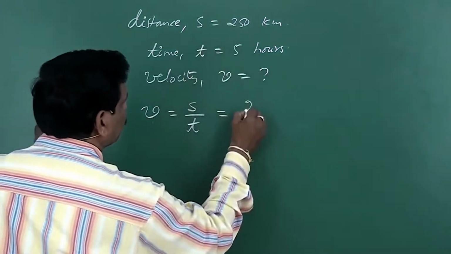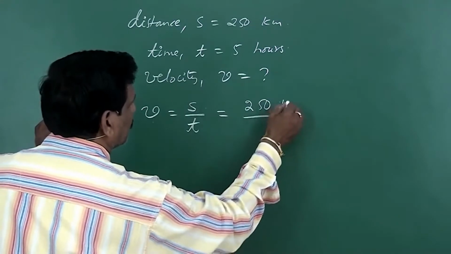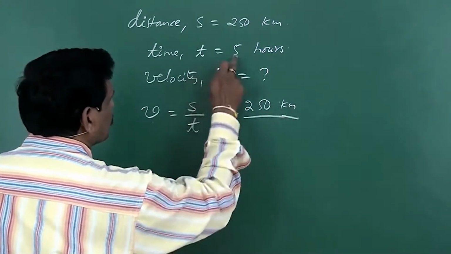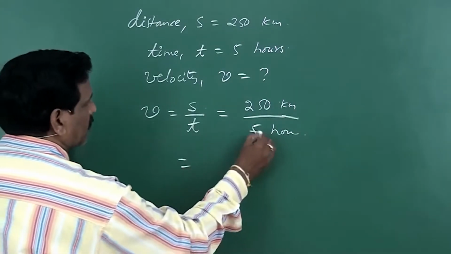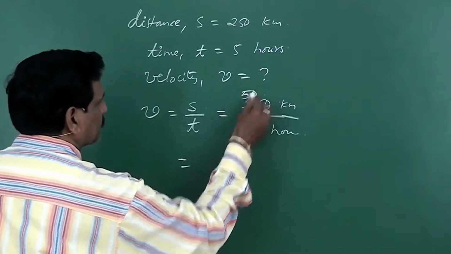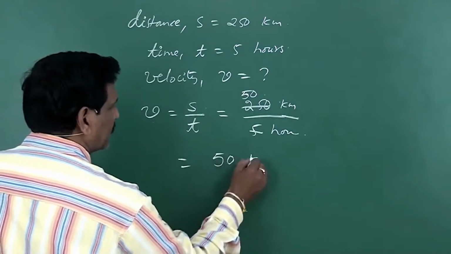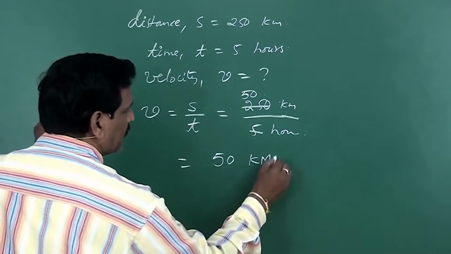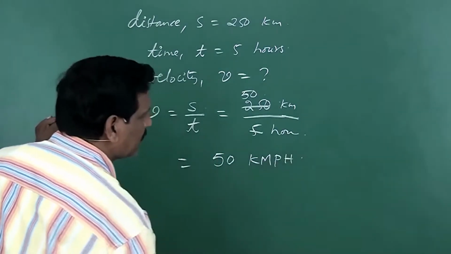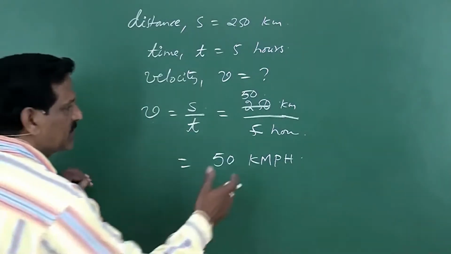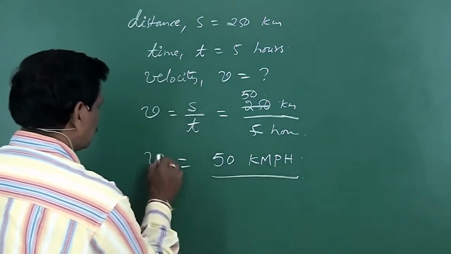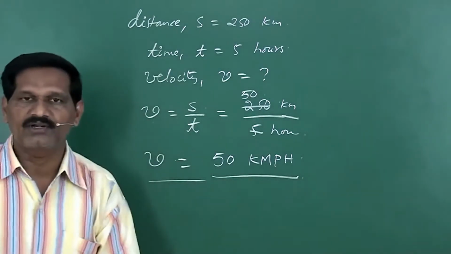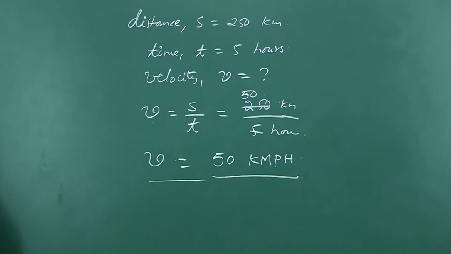S is equal to 250 km by time. Time is given as 5 hours. So this is 250 by 5, so 50 km per hour. kmph means kilometer per hour. So 50 kmph is the speed or velocity of the car.